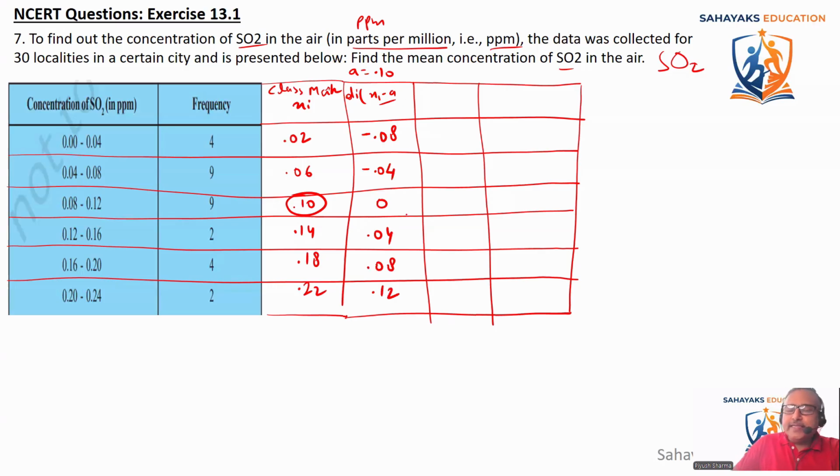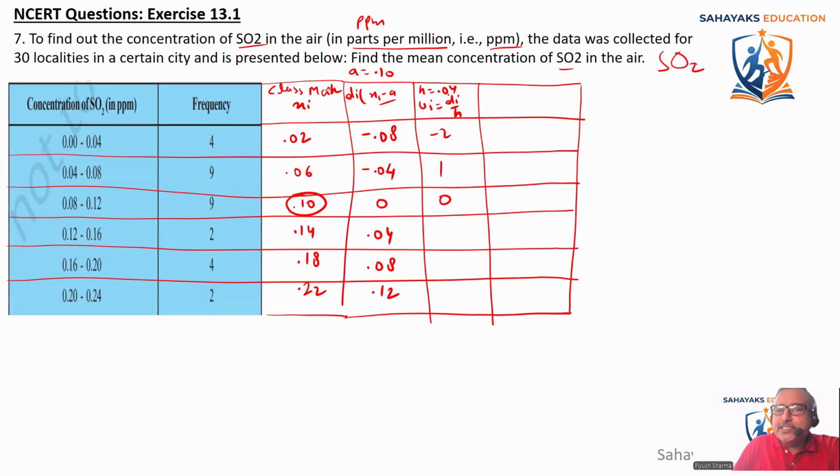Now, we have to divide this entire value with some suitable number. Okay, let's divide with the common factor. I'll divide by 0.04. So if I divide by 0.04, it becomes minus 2. It becomes 1. It becomes 0. So I'll just say h is equal to 0.04. I'm taking this value, and I'm trying to find out ui, that is equal to di divided by h.